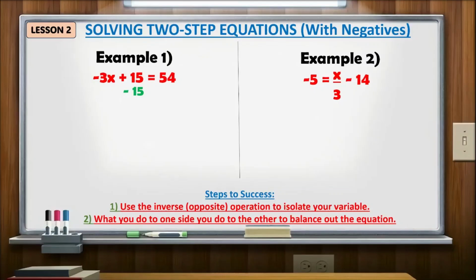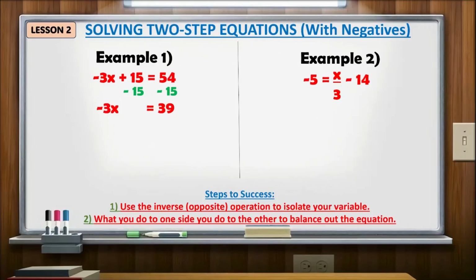But in order to balance out the equation, you must remember, whatever you do to one side, you do to the other. So I will also subtract 15 from 54. Now what I am left with is negative 3x, which has been untouched, is equal to 54 minus 15, which is 39. And that's the first step done.